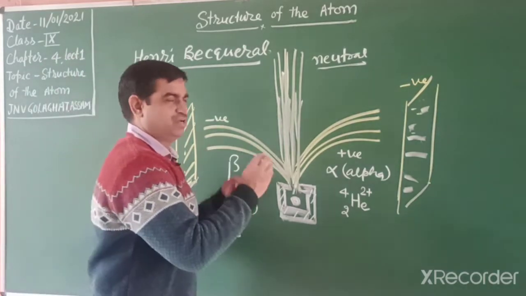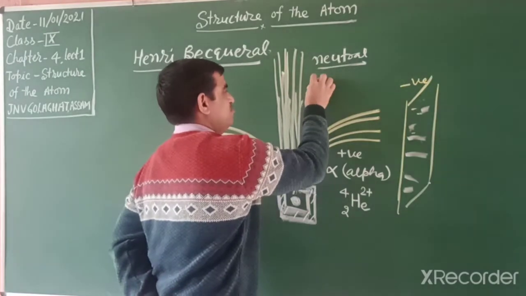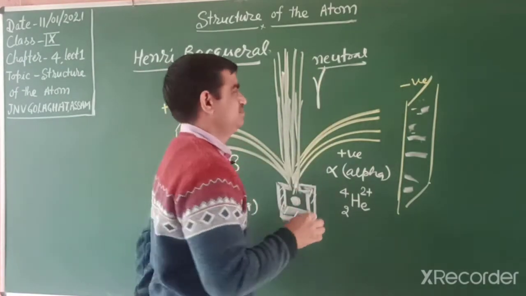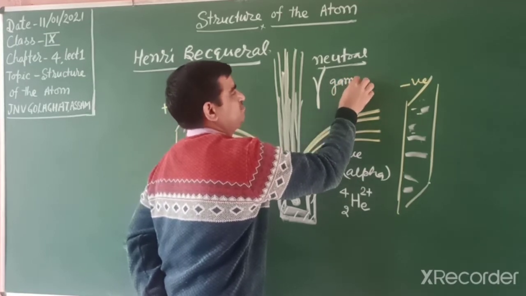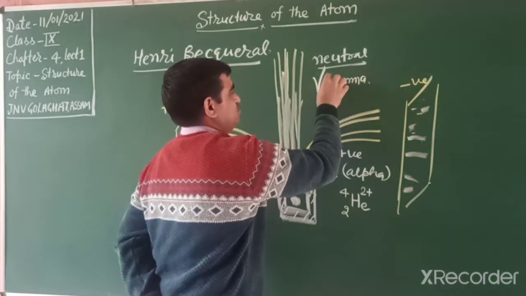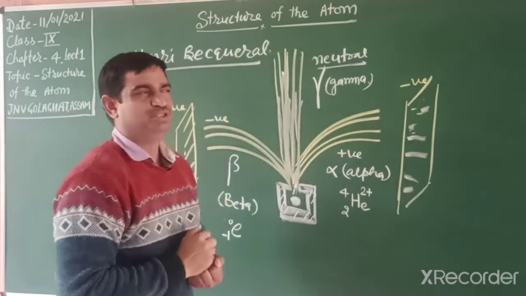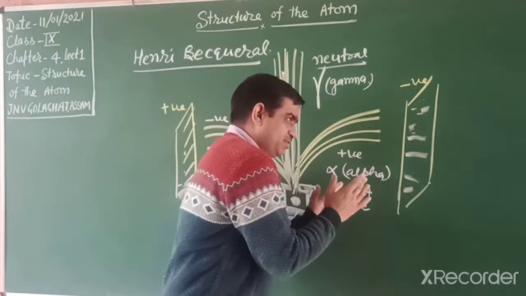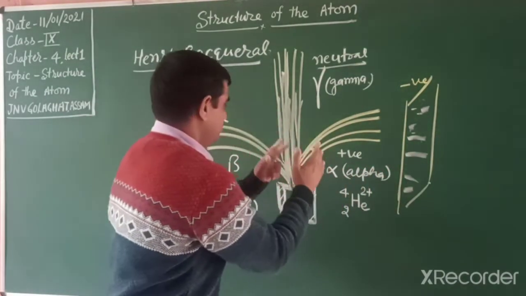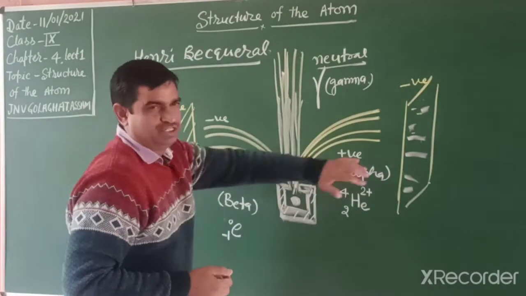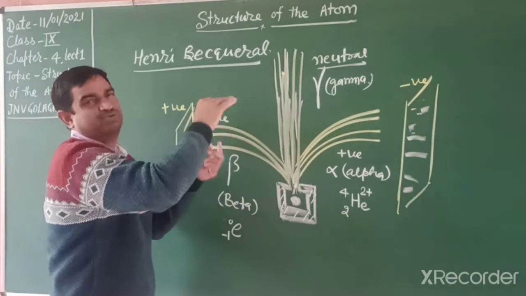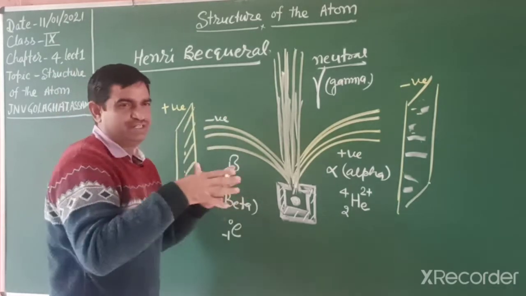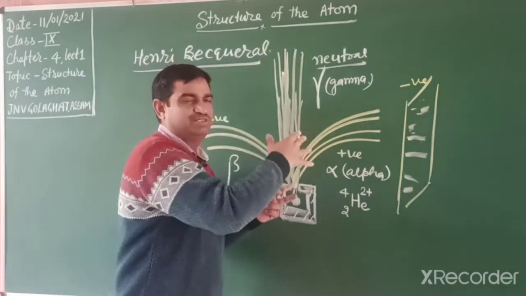And those that are neutral are known as gamma. It is represented like this, known as gamma radiation. So students, what is the speed of these? Compared with each other, alpha has the lowest speed, then beta is 100 times faster and gamma is 1000 times faster. This means penetrating power.